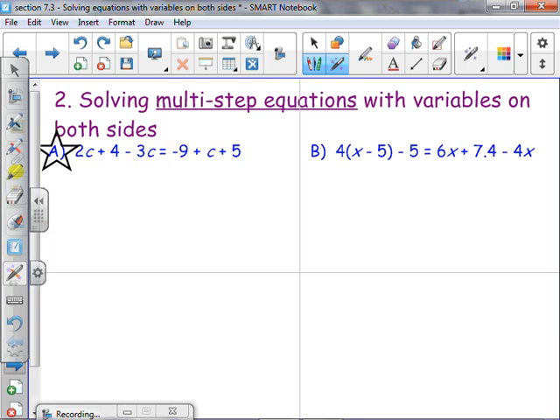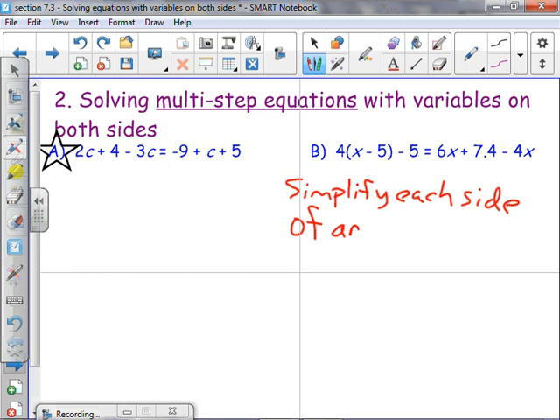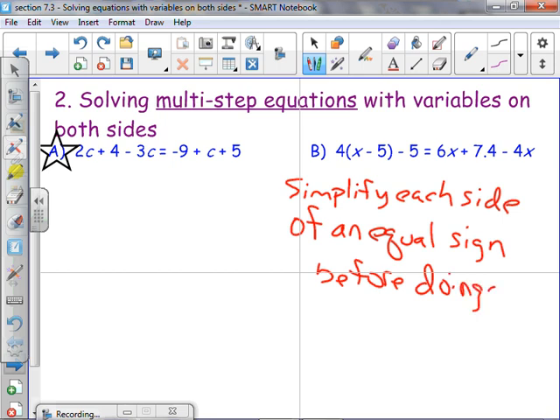So the rule of thumb, very, very important, is simplify each side of an equal sign before doing anything else. This works almost all the time. Okay, so you want to make sure that you simplify each side of an equal sign before doing anything else. Well, what does that mean?